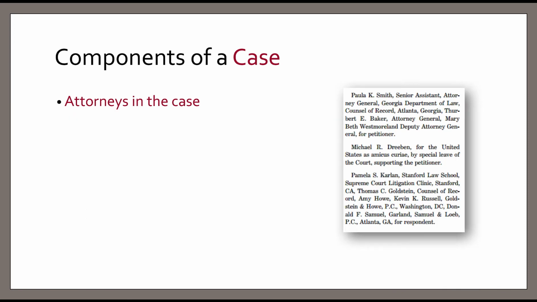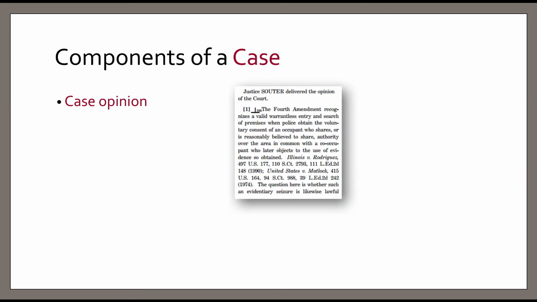A published case will also identify the attorneys who appeared before the court. This will include the attorneys who represented both sides of the case, as well as any attorneys who made special appearances in support of a party, such as those who were granted permission to file an amicus brief. Finally, we reach the opinion of the case. This is the only component of a case that should be cited in research.